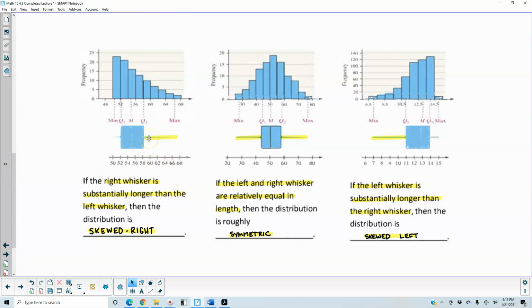Now, when you see the box plot, here you can see that what's highlighted is the right whisker. So if the right whisker is substantially longer than the left whisker, then the distribution is skewed right. And you can see that the distribution is skewed right according to our histogram. Over here in the middle, if the left and the right whisker are relatively equal in length, then we can say that the distribution is roughly symmetric. And so this would give us the bell curve here. And then the last one over here on the far right, we can see that here's the left whisker. So if the left whisker is substantially longer than the right whisker, then we can say that the distribution is skewed left.